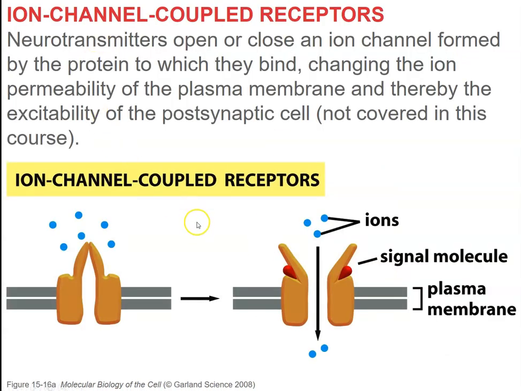So just to give you examples of these three categories. The ion channel coupled receptors, what they do is when they bind, they open up ion channels. And then ions are able to flow through a cell membrane. So this changes ion permeability and then the excitability of the postsynaptic cell.